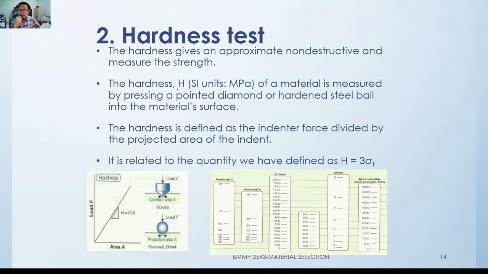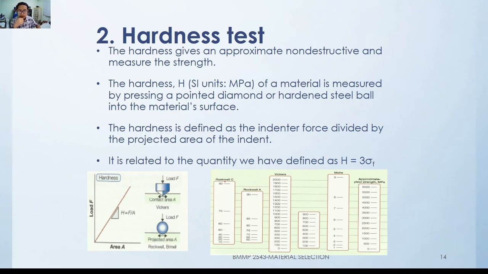For the hardness test, this attribute is important when we use processing, for example machining, because it gives an approximate strength of the surface of the material. In hardness, the SI unit is also megapascal, and it is measured by pressing a pointed diamond or hardened steel ball into the material surface. Hardness is defined as the indentation force divided by the projected area of the indentation, and normally it is about 3 times the fracture strength.